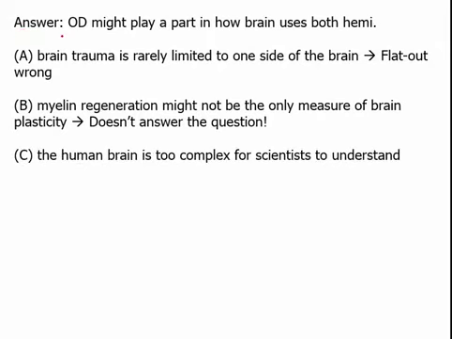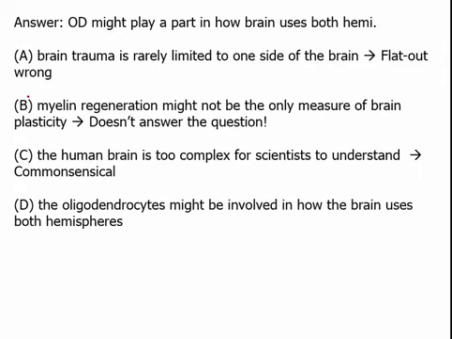The human brain is too complex for scientists to understand. This falls in the realm of, wow, commonsensical. I think we can all agree just how complex the brain is. Again, not based on this passage, and it's not the answer to the question that we are answering. Let's look at D. The ODs might be involved in how the brain uses both hemispheres. Look at our answer. ODs might play a part in how the brain uses both hemispheres. Very similar. Therefore, D is the answer.